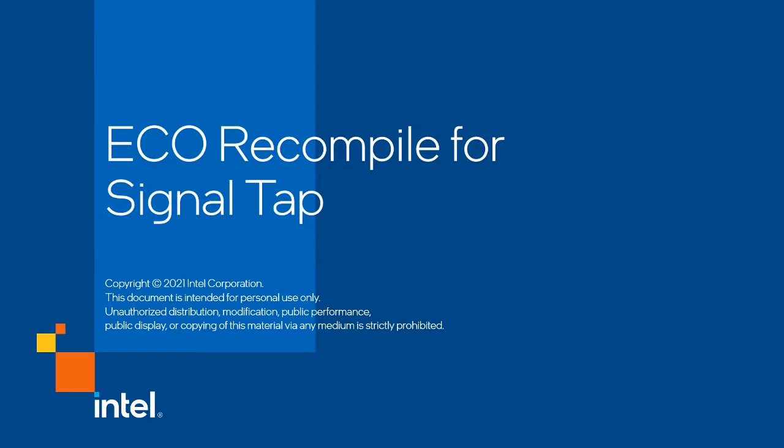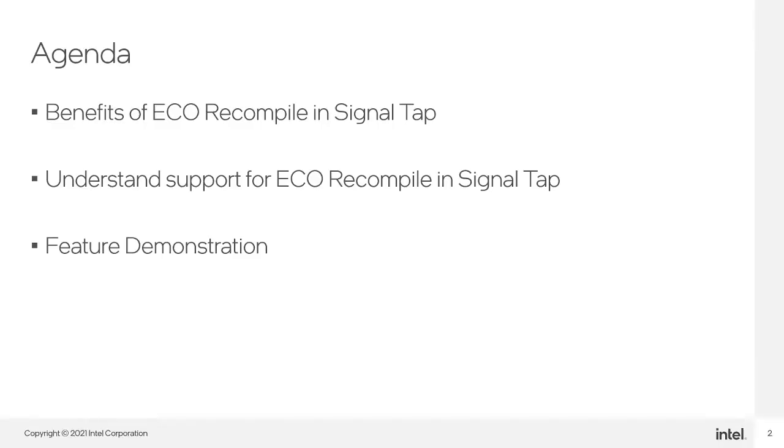We're going to be looking at using the ECO Recompile from within Signal Tap. First, we'll review the benefits of using ECO Recompile with Signal Tap. Then, we'll look at what's supported for ECO Recompile in Signal Tap. And finally, we'll walk through a feature demonstration that will allow us to see how we can significantly reduce compile times for Signal Tap debug iterations.